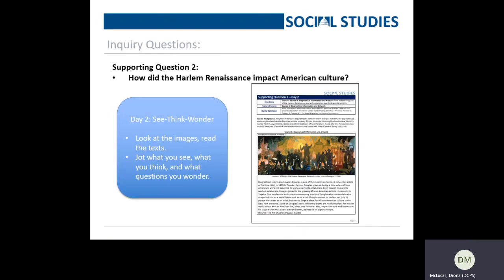After, you'll complete a See, Think, Wonder, where you will jot what you saw in the images, what you thought about the images, and what you think about the text. You'll also jot what questions you're still wondering.